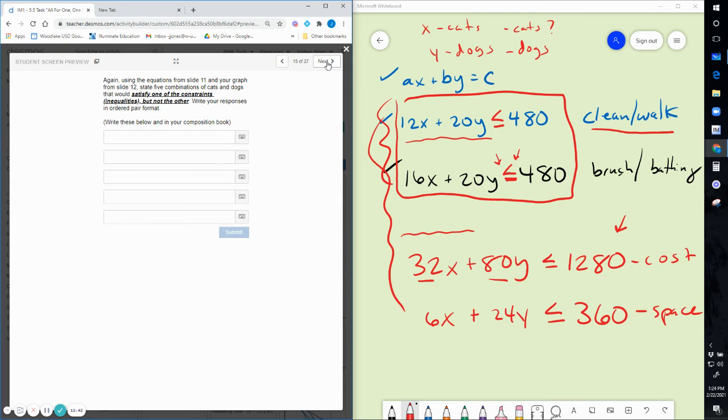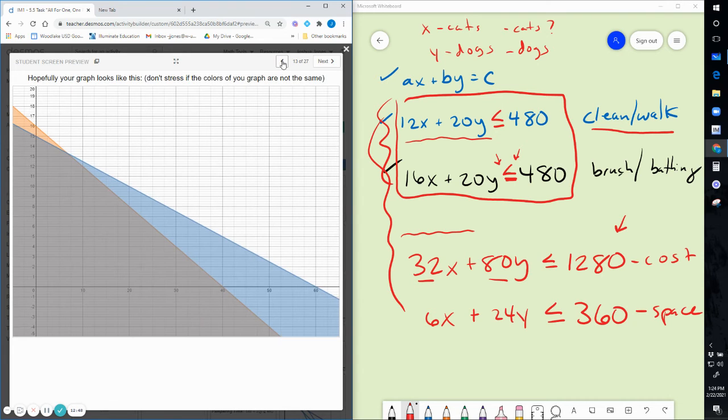Okay, then you're going to do this again, and you're going to state 5 combinations that would only satisfy one of the constraints. So go back to the graph here. You could actually just use this one, right? You could use this one. Where do you think you'd get the points from that only fit one, right? Which one would only fit one line but not the other?